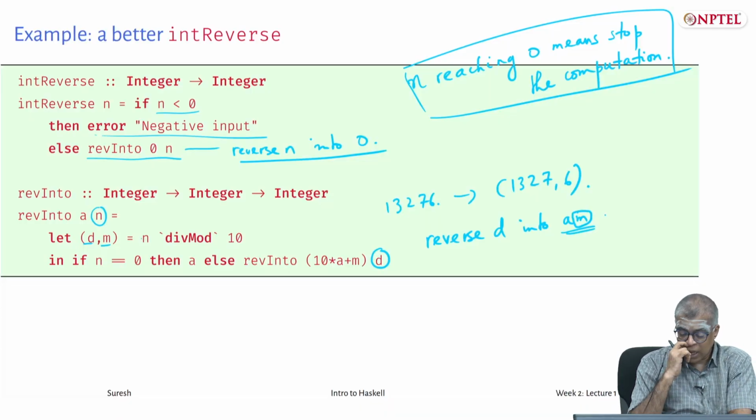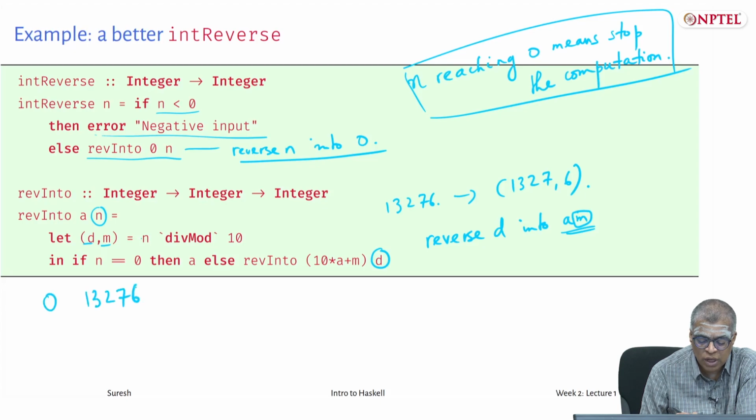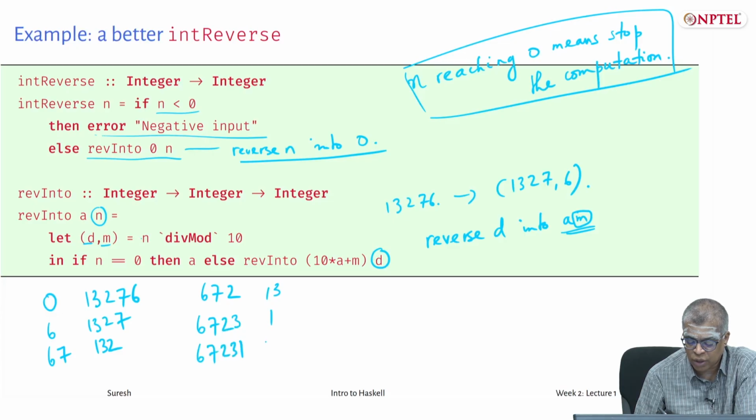Okay, so this is the algorithm. So once again, if I start with 13276 and the accumulator is 0, I have 13276. The next recursive call will be to 10 times accumulator plus 6, which is just 6, 1327. The next recursive call will be to 67, 132. The next recursive call will be to 672, 13. Then it will be 67231, 0. At this point, I want to stop and I will return this as the value.